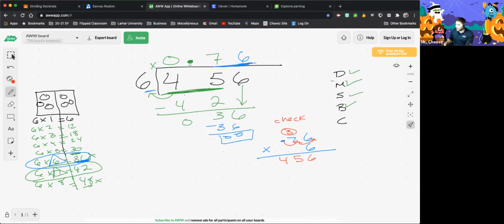Now it's time to move your decimal point. 1, 2, 2 spaces back. So over here, 1, 2, boom. There it is, 4 and 56 hundredths. Right here, that's where the decimal spot was. They match. So we got our quotient correctly.